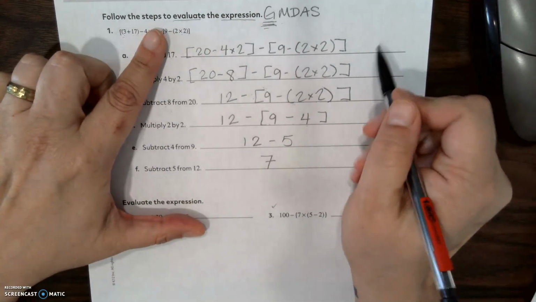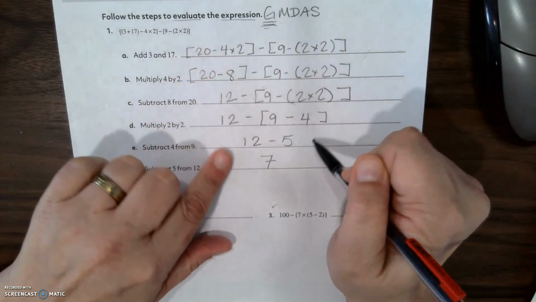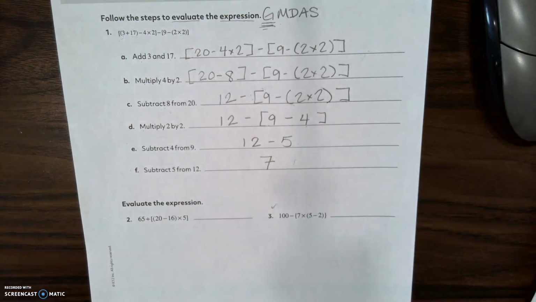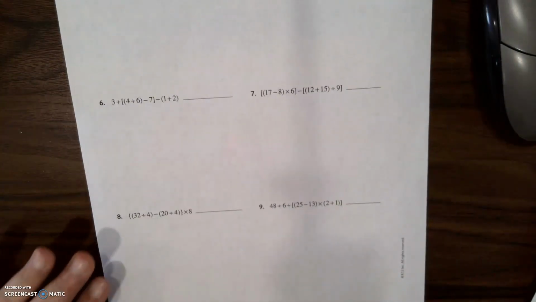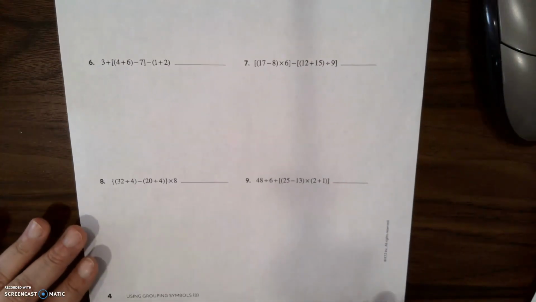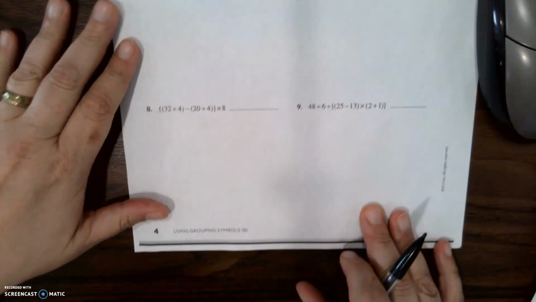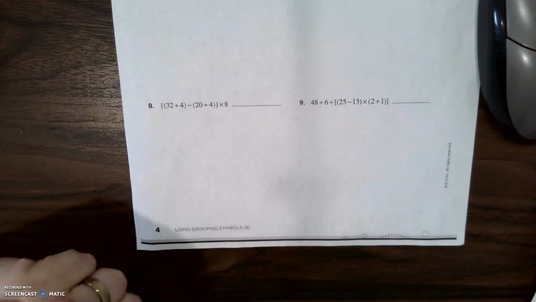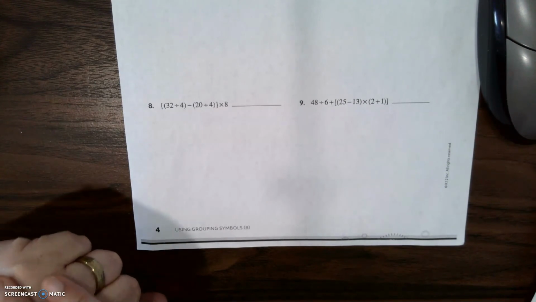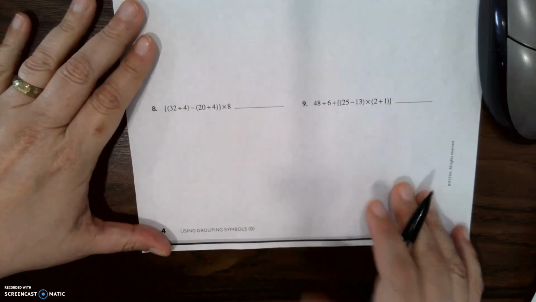And I love how cool it is. It forms like a V, right? We worked all the way down until it was perfect. All right, let's turn over to page 4. And let's look at number 8 before we go, okay?